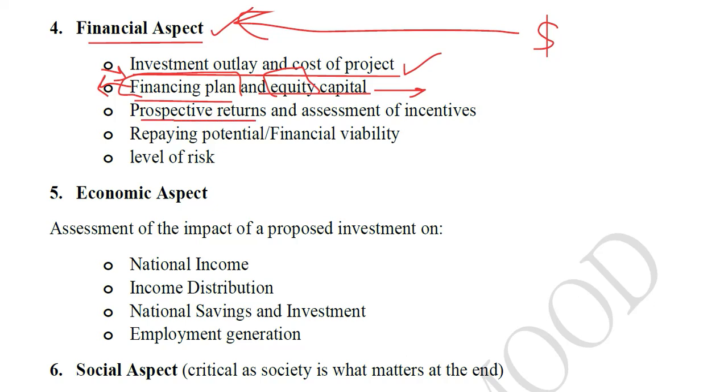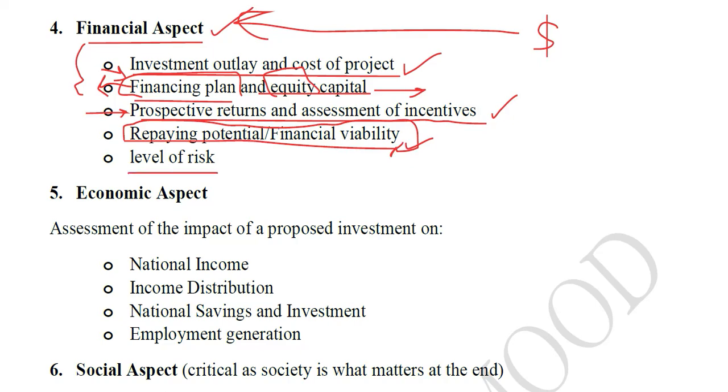The prospective returns and assessment of the incentives. What will be the returns of the project once the costs are incurred? This is the thing that we were looking for, the prospective returns, and what incentives we will be getting in this process. Repaying potential and financial viability. Are we able to pay off the liabilities that we have? Can we repay? Are the benefits of the returns greater than the costs, and how will we get rid of the debts or the burden that we have?